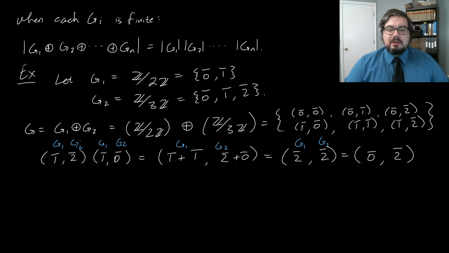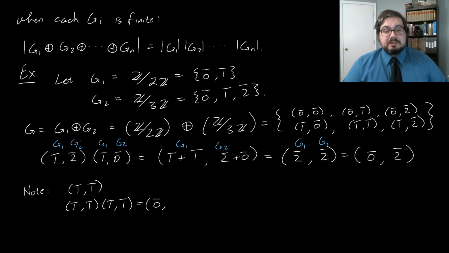Let's note something else also. Let's look at the element (1 bar, 1 bar) inside G. And let's see what happens when we add it to itself repeatedly. So if we take (1 bar, 1 bar) operating on (1 bar, 1 bar), that's going to give us 1 bar plus 1 bar, which is 2 bar, which we usually write as 0 bar inside G1, and then 1 bar plus 1 bar is 2 bar here.